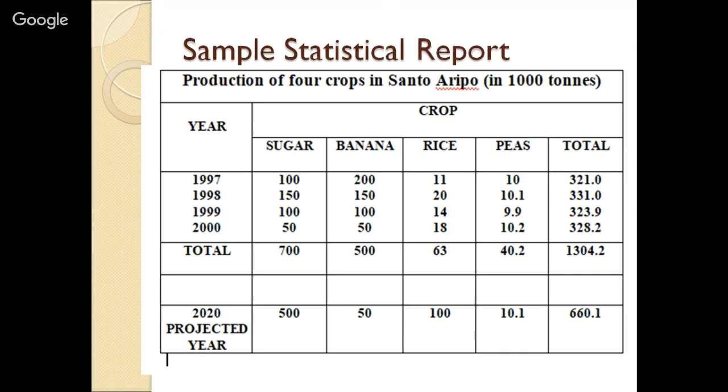And the next crop would be, of course, rice. Okay, everybody with me? Good. And then after rice, you know, peas. Good.